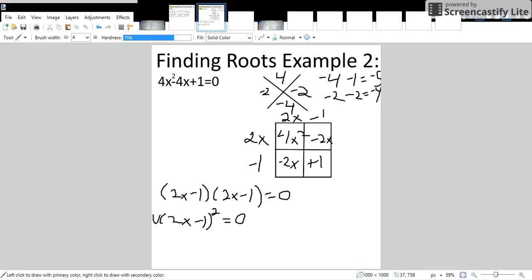To get rid of the square, we're going to square root it. Okay, square root of a squared, you're just going to have 2x minus 1, and then the square root of 0 is just 0. Notice we're only going to have one unique root. Add 1 to both sides. So now we have 2x equals 1. Divide both sides by 2. x equals 1/2.